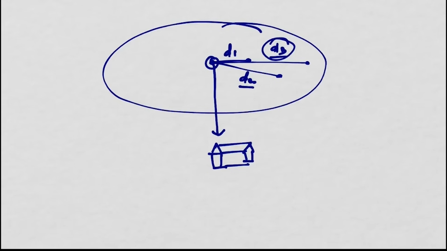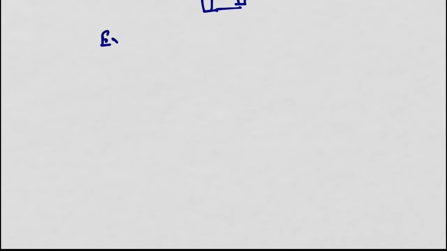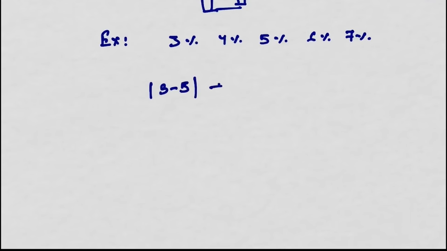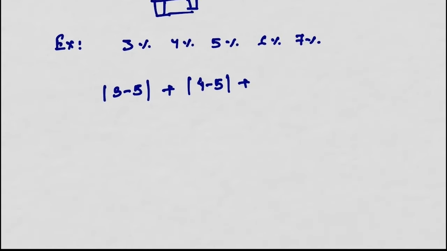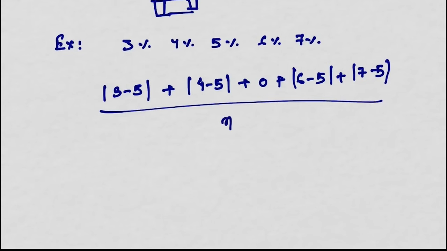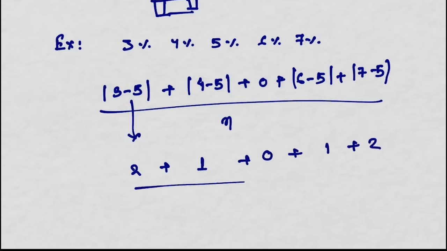Now this is not being respected with the help of mean absolute deviation. Mean absolute deviation does not respect this. How can I say that? If you remember the example that we did, the example was 3%, 4%, 5%, 6% and 7% as the stock returns. And I wanted you to calculate the mean absolute deviation. What you did was the modulus of 3 minus 5 plus the modulus of 4 minus 5, the modulus of 5 minus 5, which is 0, then the modulus of 6 minus 5 and the modulus of 7 minus 5, and then you divided it by n. So actually, this distance is 2, this distance is 1, this distance is 0, this distance is 1, this distance is 2, divided by n.